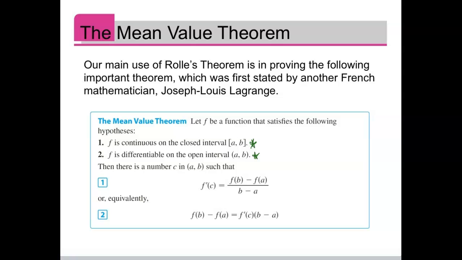And then our conclusion is that there has to be a number c such that the derivative at c is equal to f of b minus f of a over b minus a. And let's just interpret this as what it is. This is an instantaneous slope.